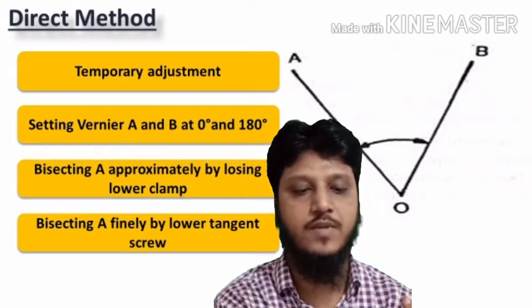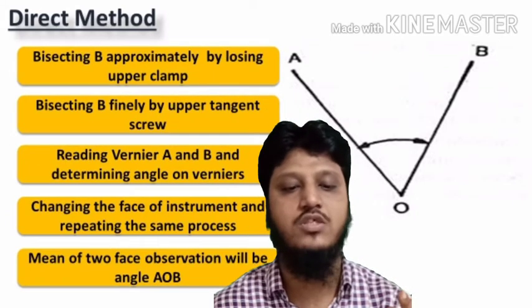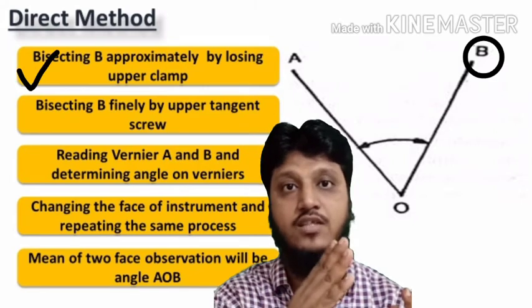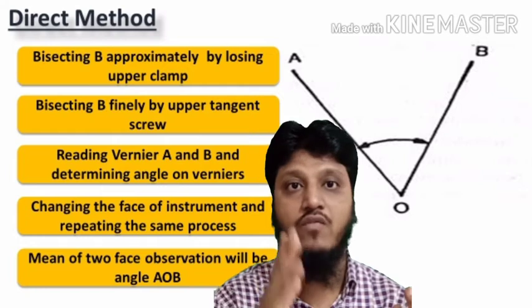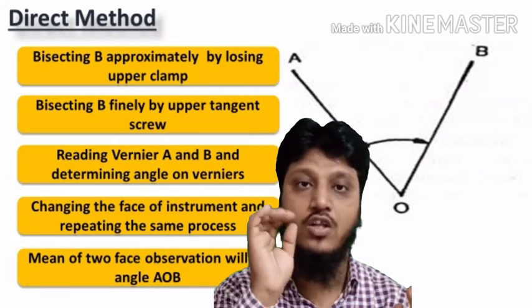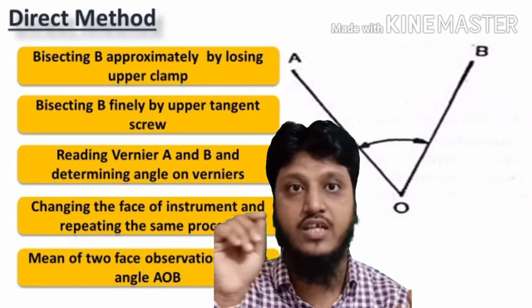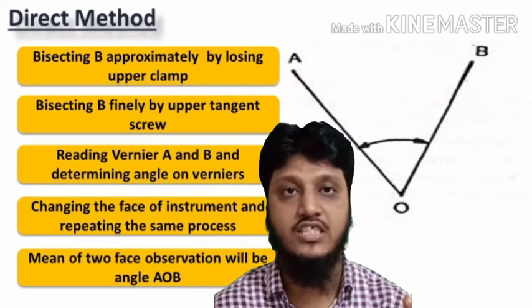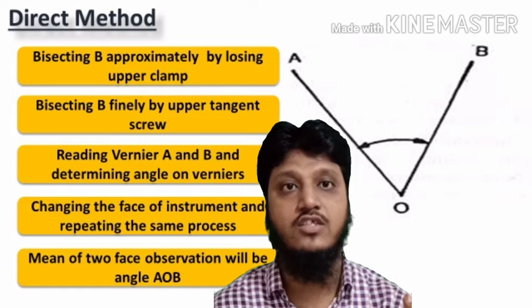Now coming to the next part, bisecting B approximately by loosening the upper clamp. Now we are starting the measurement of the angle. So now we want the instrument to rotate. Also we need to measure the angle, that means the readings on the vernier should get changed. That is why we will rotate the instrument by loosening the upper clamp.